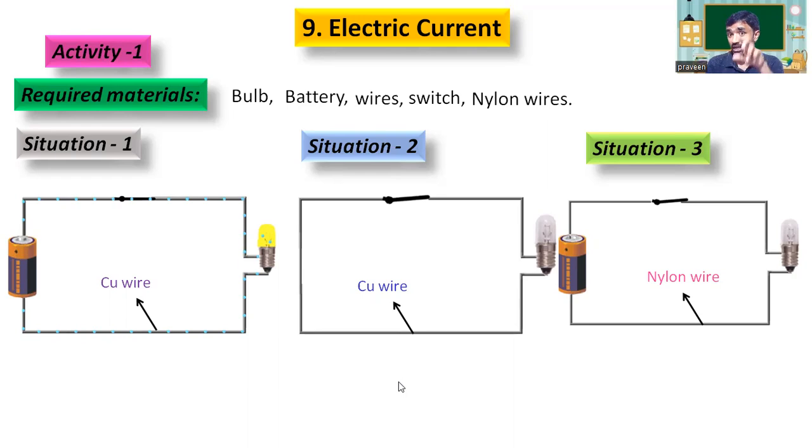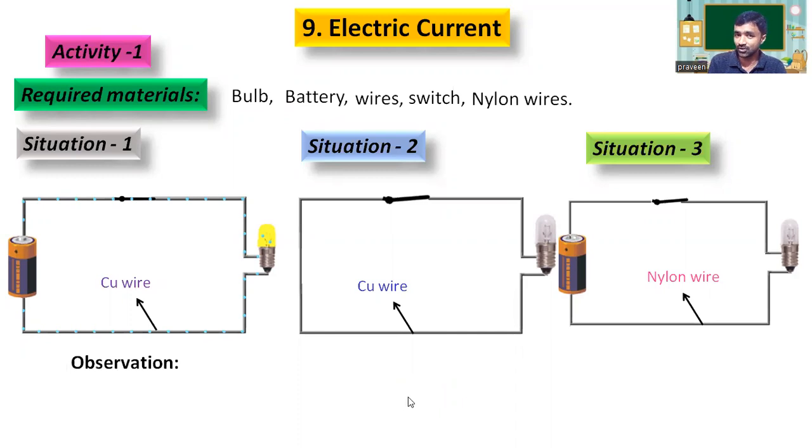What are we observing? We are focusing on the bulb only. Right? The bulb is on. That means glowing or not. So in which situation do you observe that the bulb glows? Only in situation 1. What about situations 2 and 3? Answer me. Vikram. In situations 2 and 3, no glow of the bulb. Not glowing. Can you predict the reason?